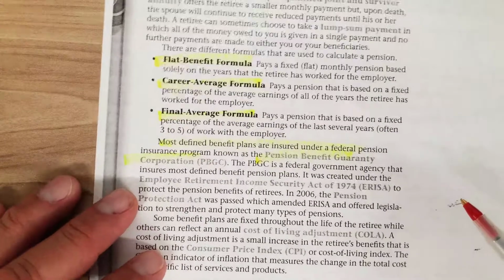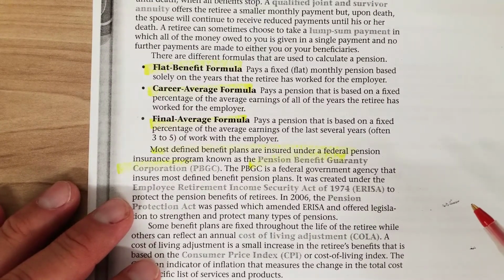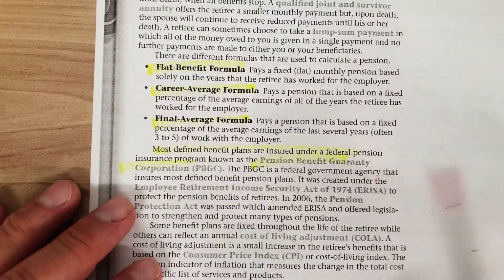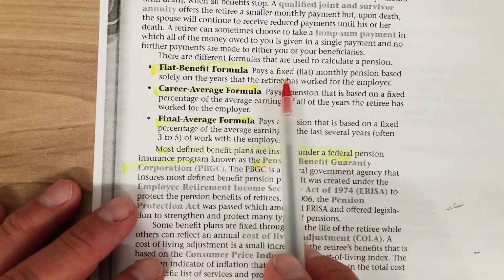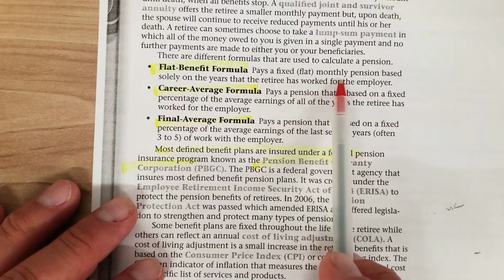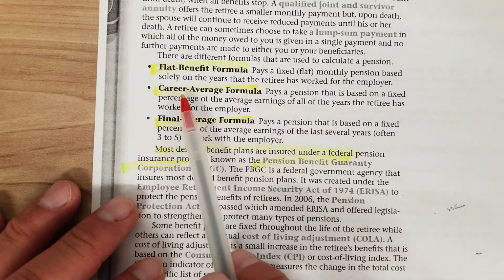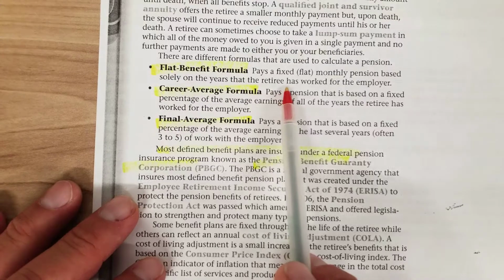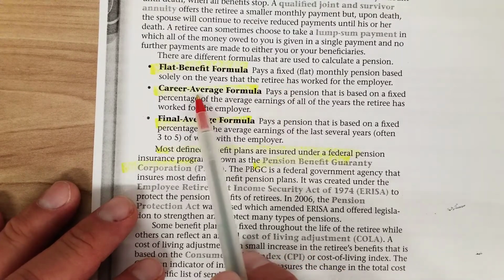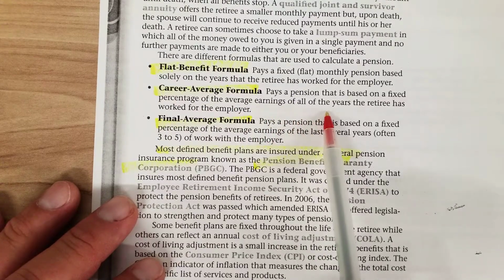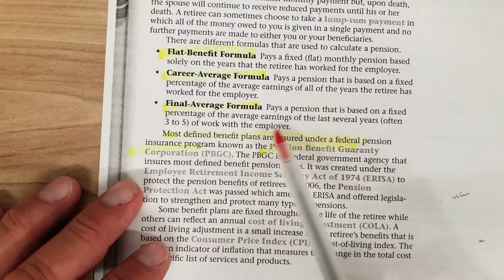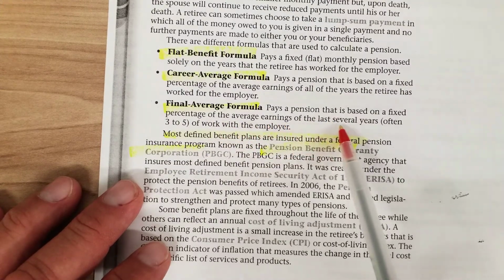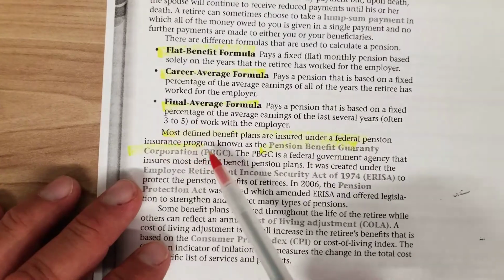When they are calculating the monthly payout from your pension once you retire, there's some formulas that can be used. There's a flat benefit formula, which just pays a fixed flat amount every month, simply based on the number of years that the retiree has worked for the employer. There's a career average. It pays a pension based on the fixed percentage of the average earnings of all the years. And then there's a final average formula, which pays a pension that is based on a fixed percentage of the average earnings of the last several years. Could be 3 to 5 years.